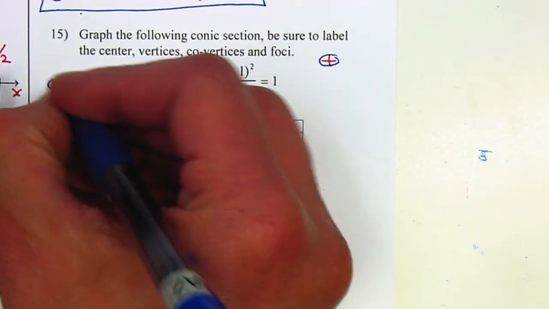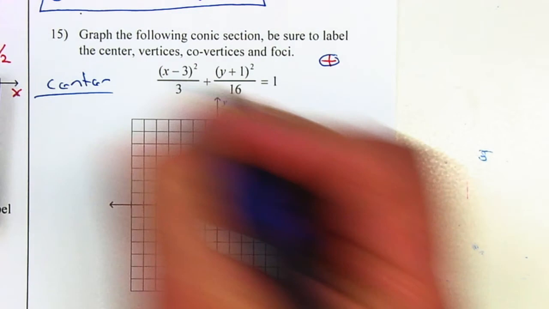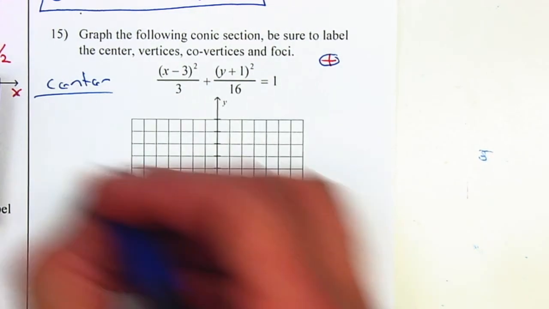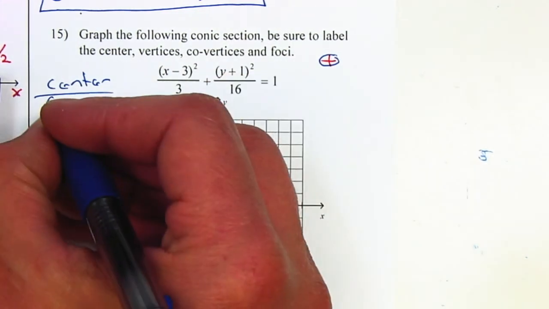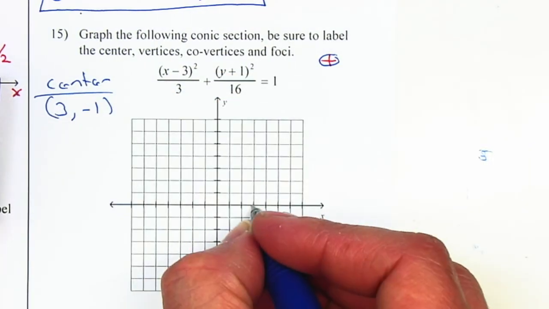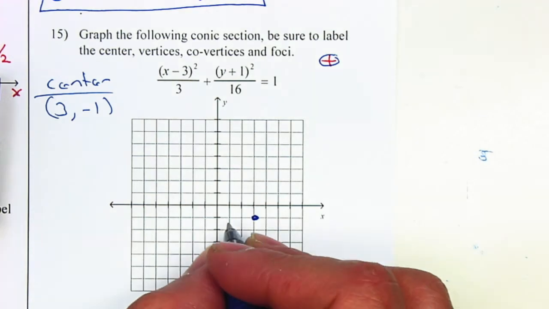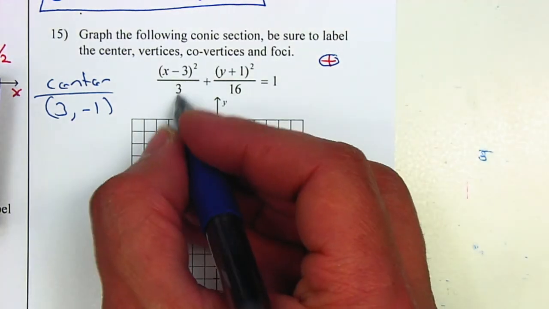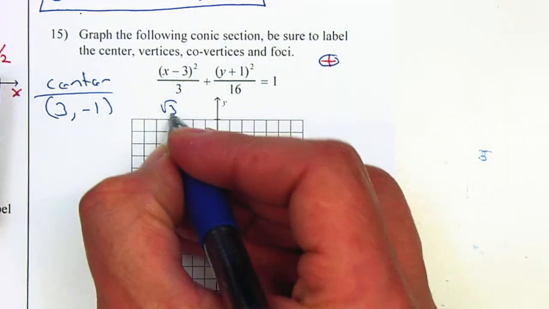My center will be h and k. So it'll be 3 for the x, and for the y will be negative 1. 3, negative 1 is here. Under my x, there's a 3. Now the square root of 3 is about 1.7.